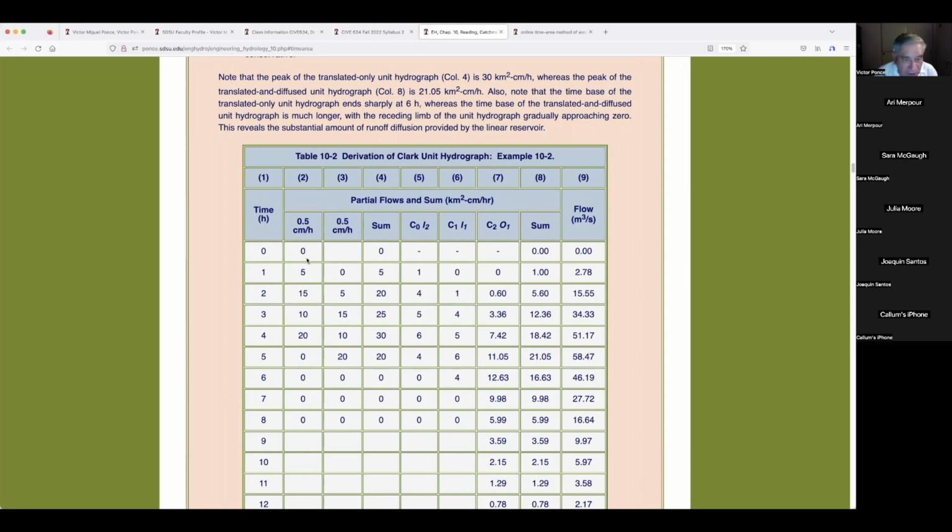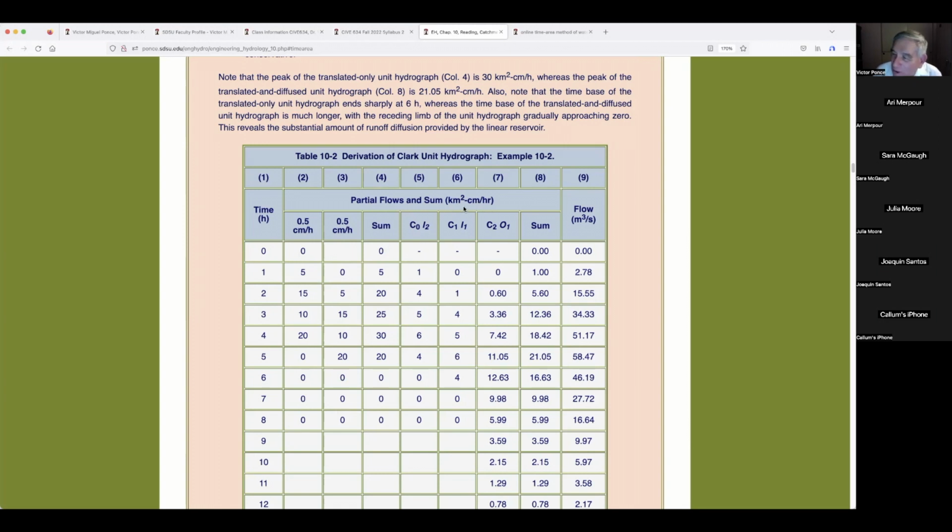I remember those numbers with the 0.5. And then here with the 0.5. But here we're going to lag it 1 hour because it occurs in the second hour. This is a 2-hour hydrograph. Okay, so the second hour, we lag it 1 hour and we get it over here, right? And we sum it. Let's not forget at this point that we are talking in terms of units of kilometer square centimeter per hour.